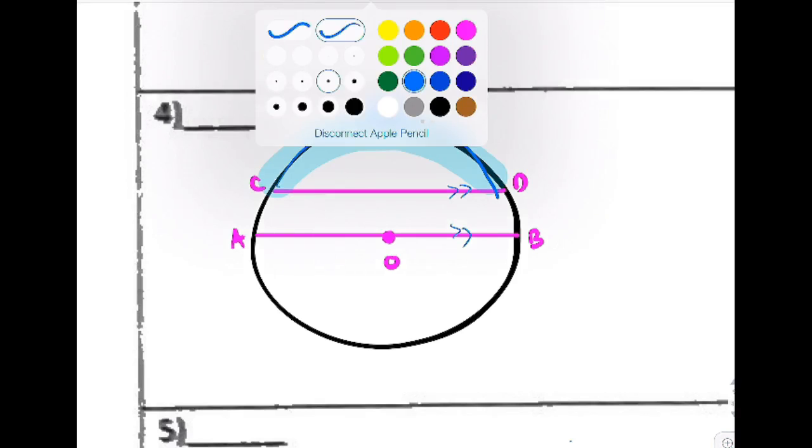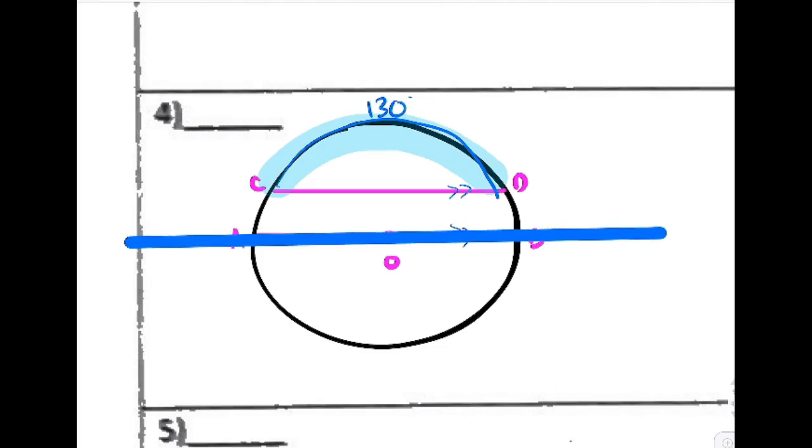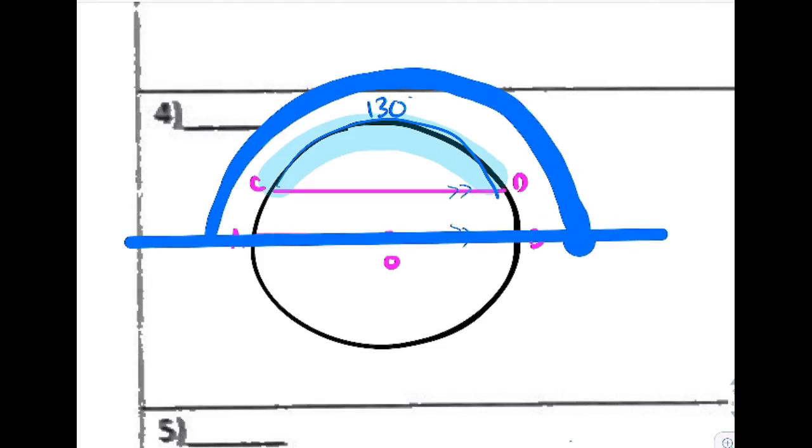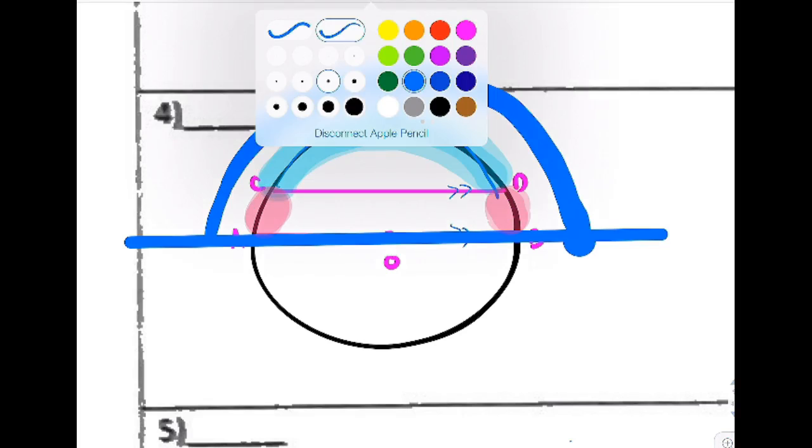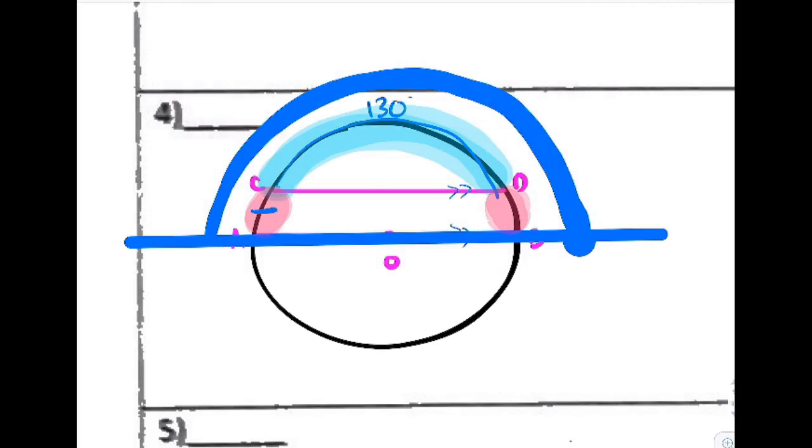You can see that you have a diameter here. So this whole thing is 180. If that's 180, and we've already used 130 there, 180 minus 130 is 50. So that means that these are going to be equal, because the lines were parallel. And if we had 50 left over, each one of these has to be 25. Both of those have to be 25.